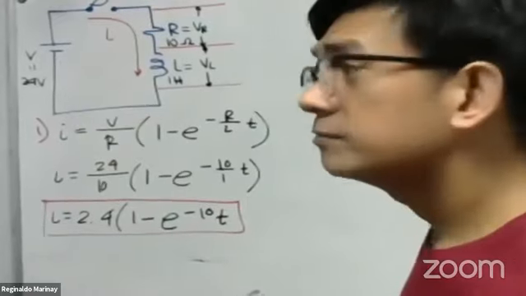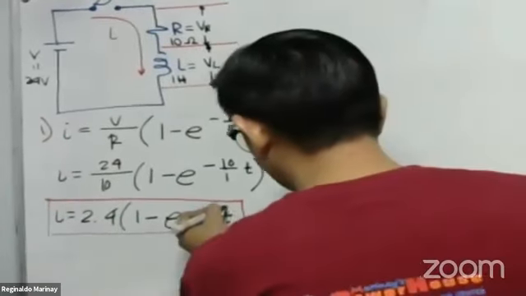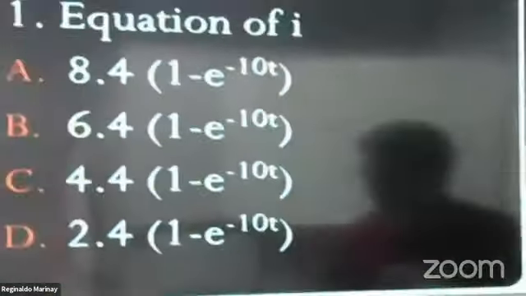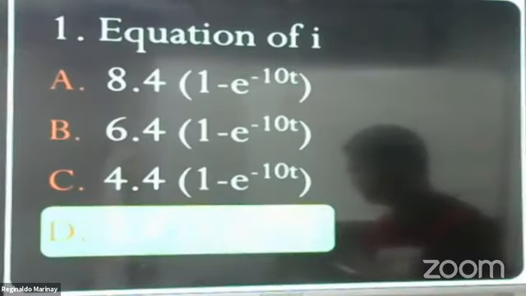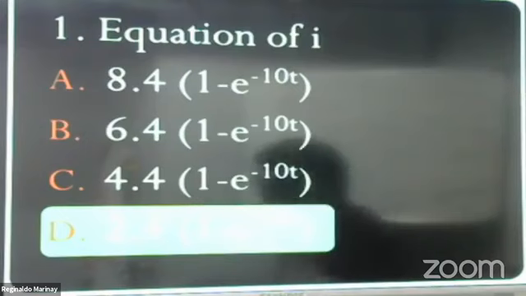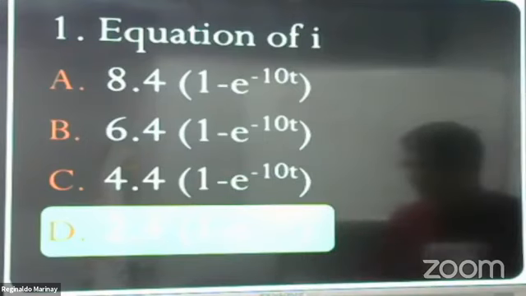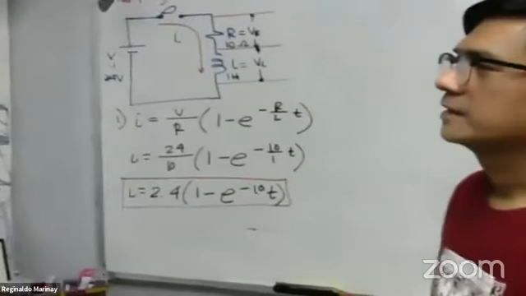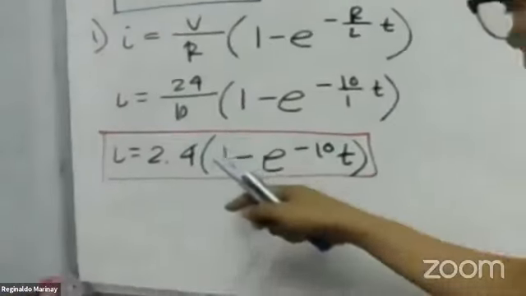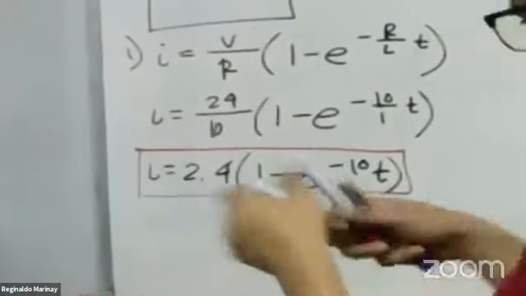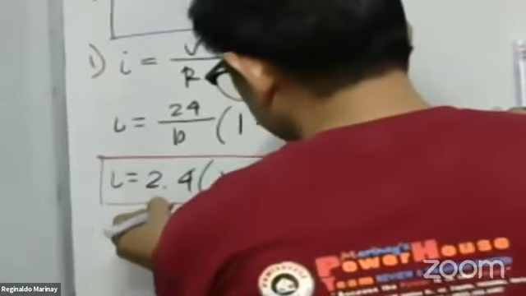Let's see our PowerPoint. What letter is this in our PowerPoint? The answer would be letter D. It is too bright, maybe that is the effect of the lights. Anyway, I already wrote it down here. I'll just put the letter of our correct answer, letter D. Let's head now to number 2.